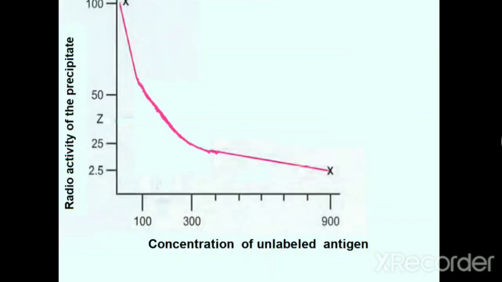So if you plot a graph of this concentration of unlabeled antigen against this radioactivity, we will get a graph like this. Here the radioactivity of the immune complex, that is the precipitate, is inversely proportional to the concentration of the unlabeled antigen.